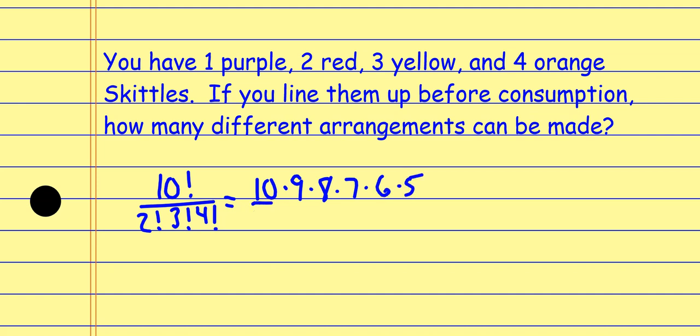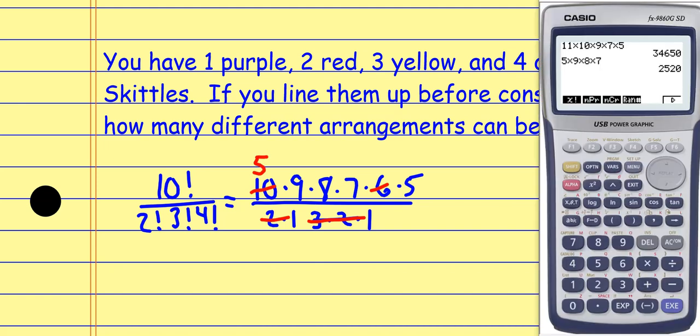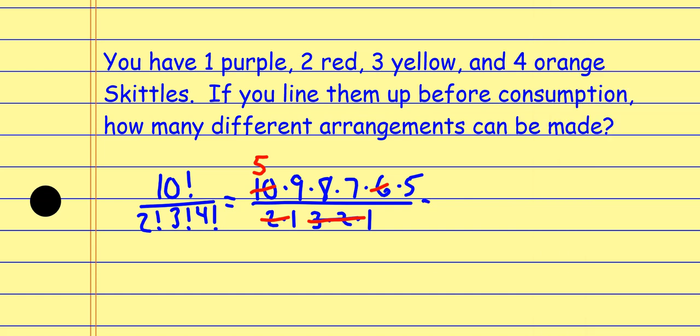So if I cancel with the 4 factorial, everything from 4 on down cancels. And then I'm going to continue to simplify. Here's a 6, can cancel with this 6. The 2, again, I'll cancel with the 10 to make a 5. And again, I just do that because it's a little less for me to plug into my calculator. So I get 12,600.